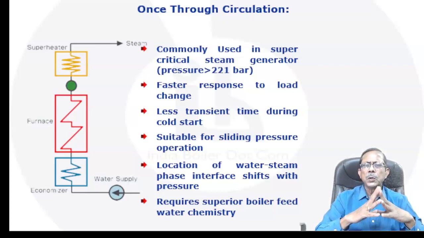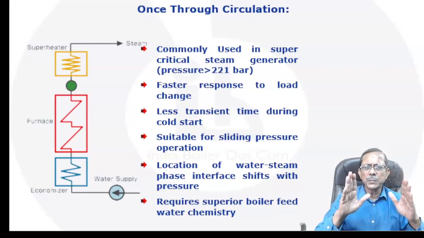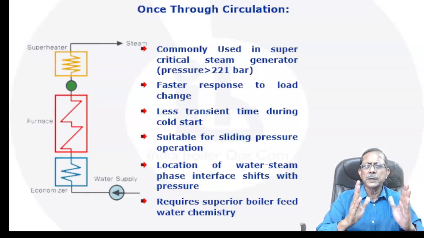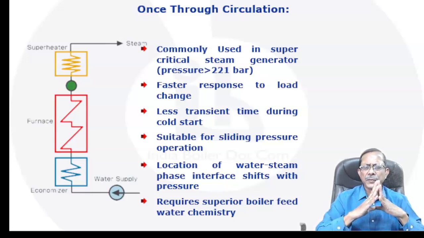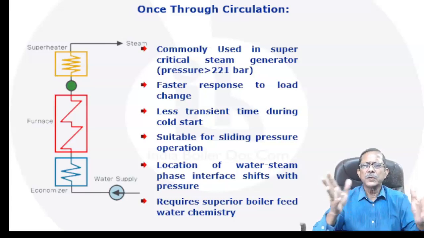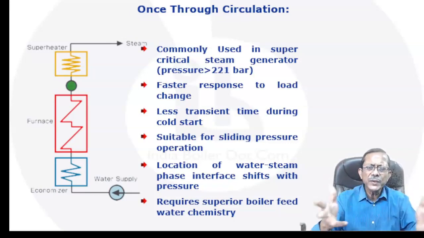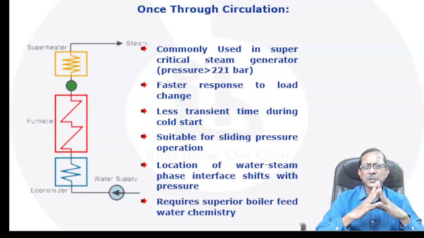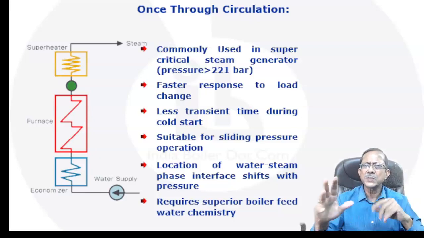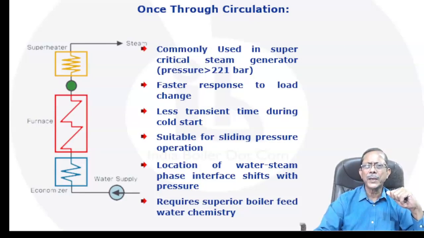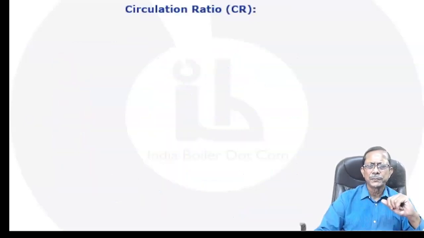Okay, so with that I have discussed the natural circulation, the forced circulation, and the once-through circulation. Then one question remains. Sometimes I get this question about the circulation ratio. What is circulation ratio? How can we calculate the circulation ratio? What is the required circulation ratio for my boiler? All these questions I get from time to time. Okay, so what is circulation ratio?